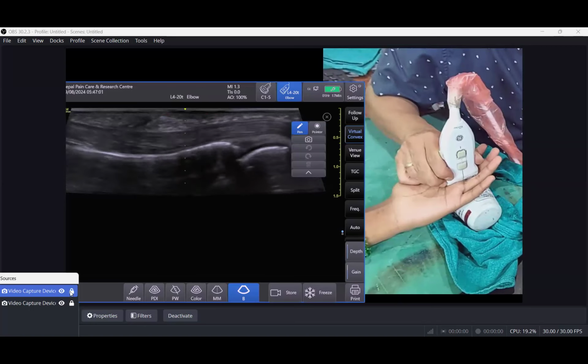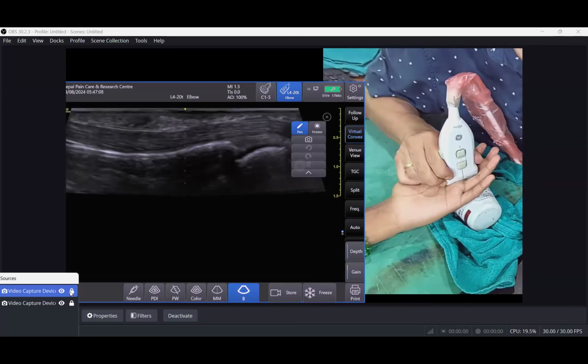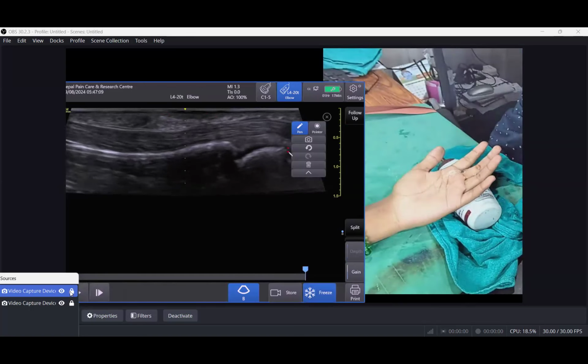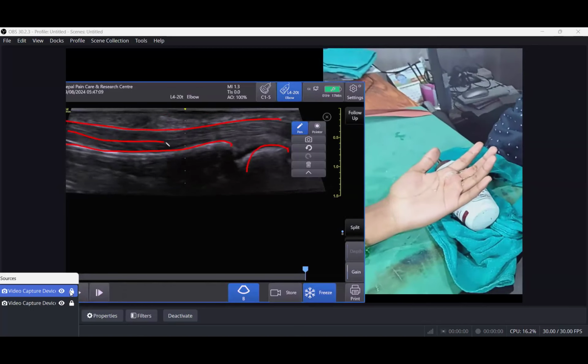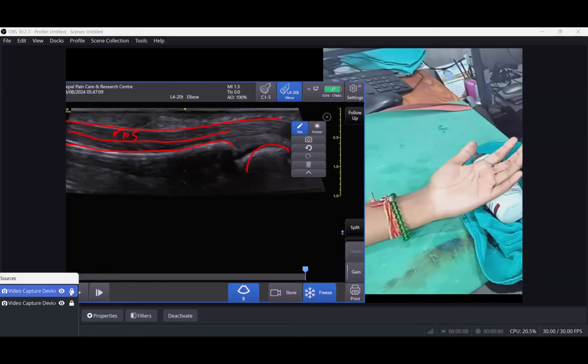Superficial is the flexor digitorum superficialis, and the deeper one is the flexor digitorum profundus. Okay, so this is the metacarpophalangeal joint. This is the proximal phalanx, and this is the tendon. And so there are two tendons. Superficial is the flexor digitorum superficialis, and deeper one is flexor digitorum profundus.